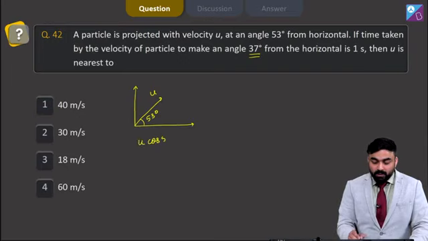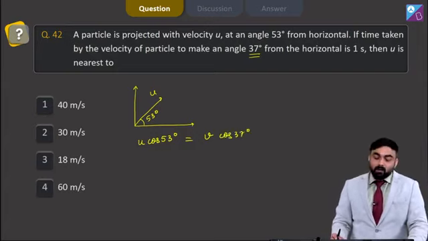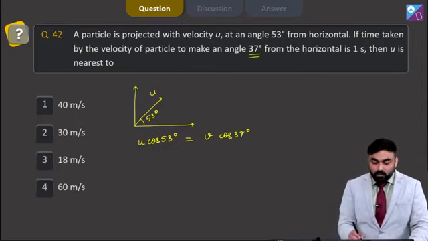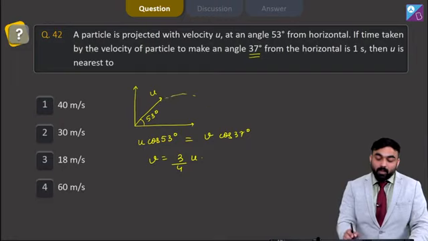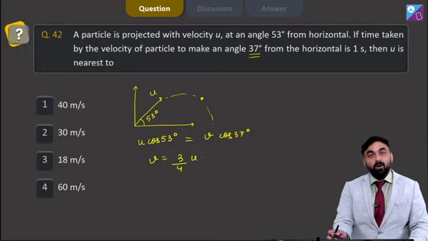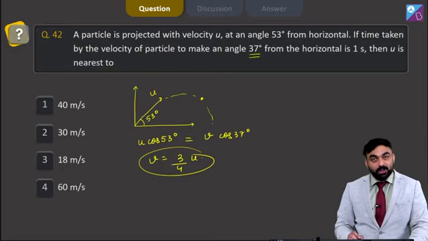u cos 53 degree will be equal to v cos 37 degree, because in horizontal direction velocity remains constant. So from here v will be equal to 3 by 4 u. Okay, now let's suppose that the point at which the particle makes 37 degree with the horizontal has horizontal velocity 3 by 4 u, but its vertical velocity will be changing because of acceleration due to gravity.